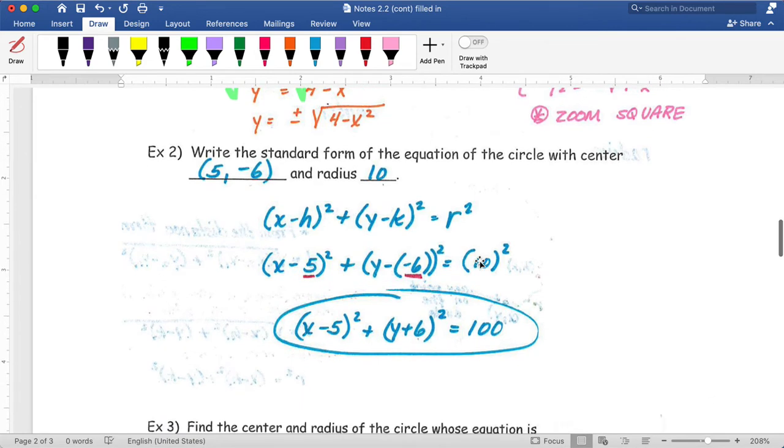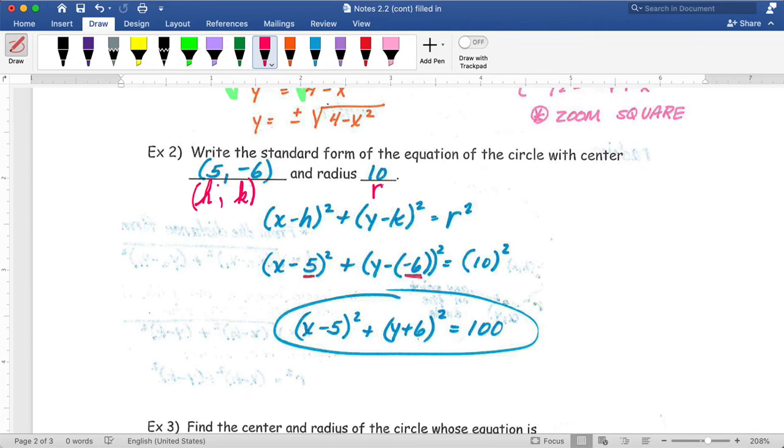All right, this part of the notes. Write the standard form of the equation of the circle given the center and the radius. Okay, so now we're going to do this backwards a little bit. This is h, this is k, and this is r. So you're going to substitute. Now your model is x subtract h and y subtract k, squaring those quantities, and then r squared.